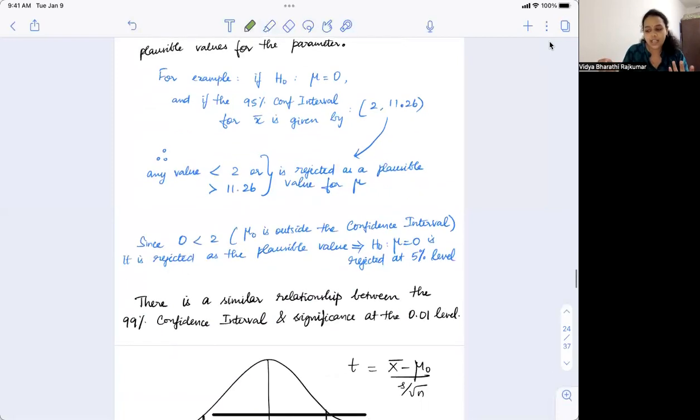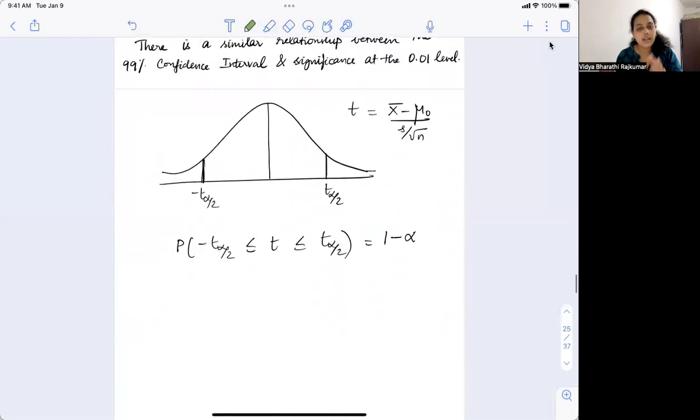So for example, if you have a 95% confidence interval for x bar going from 2 to 11.26, and if I have a null hypothesis that mu is 0, 0 is not in this interval. 0 is lesser than 2. Therefore, it is not in this interval, so I'll go ahead and reject the null hypothesis. So this is how your 95% interval and alpha equal to 5% tests are related. Similarly, when you have a 99% interval and alpha is equal to 1%, that relationship is also similar.